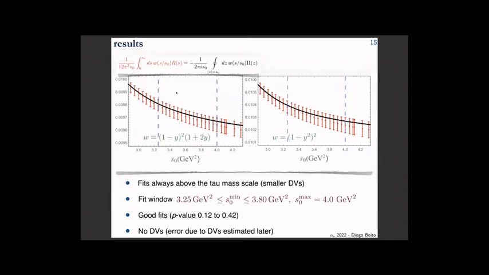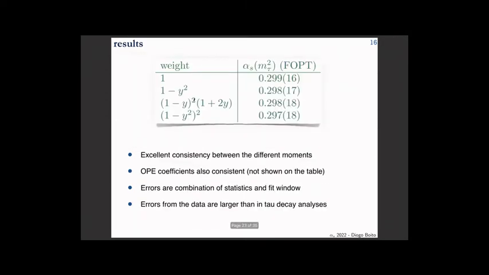The error is largely dominated by the data. So the error that comes from the data includes everything, statistics and systematics. If you don't want to call this statistics, you may call this error from the data or from the experiments. And here the errors from the data are larger than what you get in tau decays. I'm going to give a breakdown carefully at the end.